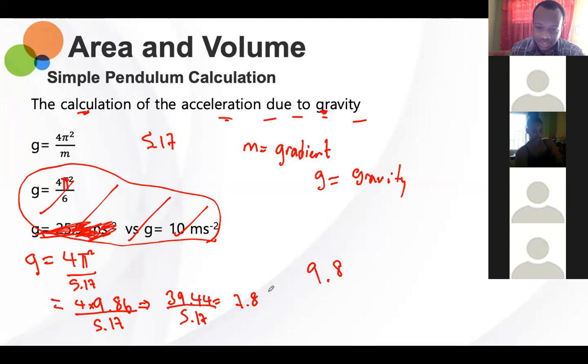Our textbook says the acceleration due to gravity is 9.8 and this is 7.8. So we are a little off, but it's close enough. In your activity, when we calculate acceleration due to gravity, it will be much closer.